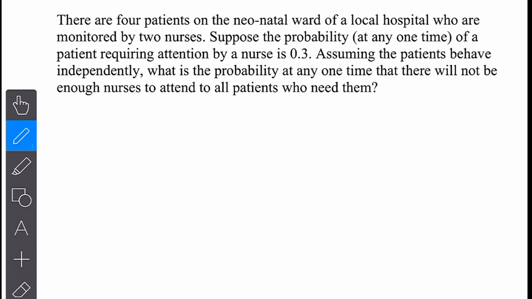Okay, so this feels like a binomial. It looks like a binomial. Let's see if it has all the elements of a binomial. So x, n, p, k. What are we interested in? These patients. So the patients are the subjects. I guess they're babies, neonatal patients. And there's only 2 nurses, but you have to separate that out from the patients, and there's 4 patients.